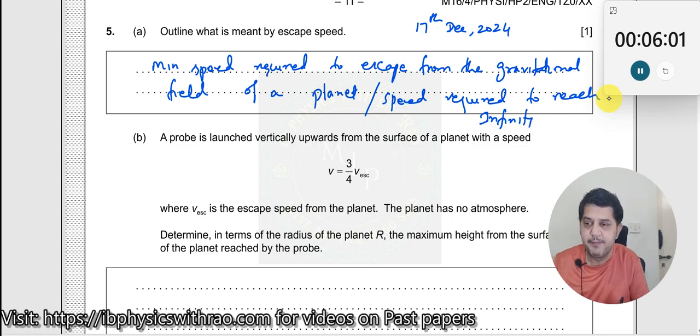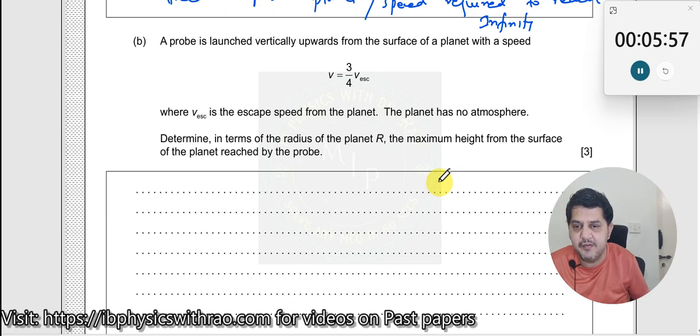Both are right. Okay, then a probe is launched vertically upwards from the surface of a planet with a speed v equal to 3 by 4 times v escape. What does it mean? It means you are not supplying a speed equal to escape, but instead 3/4 of it, which means will the probe escape from the planet? It will never escape from the planet. It will return back to the planet itself.